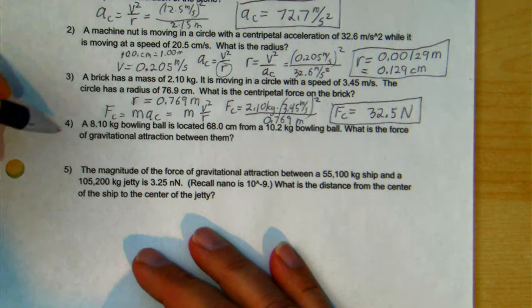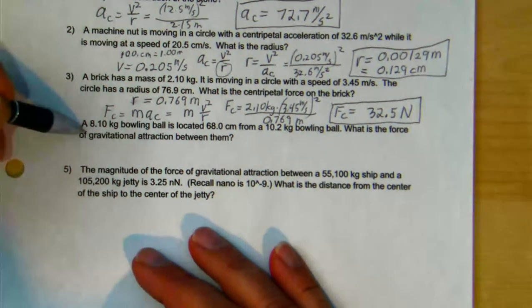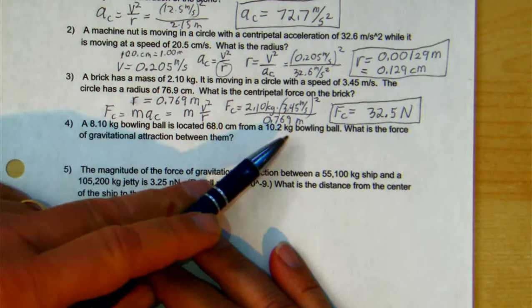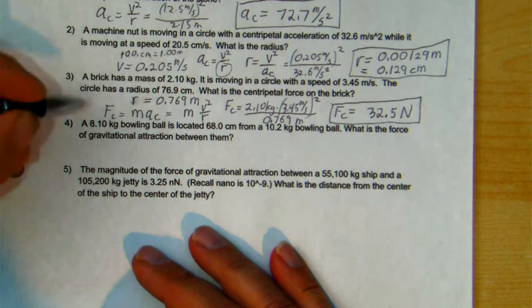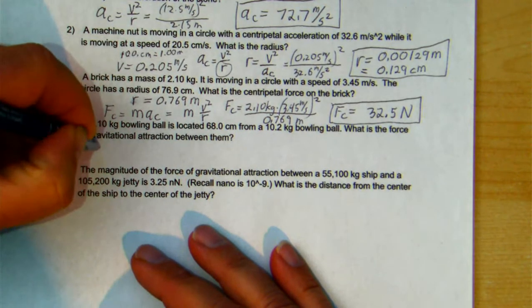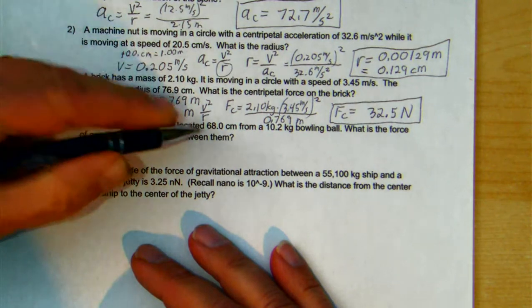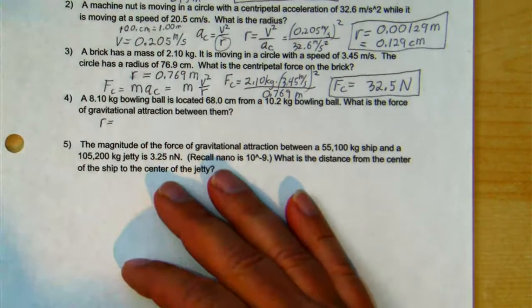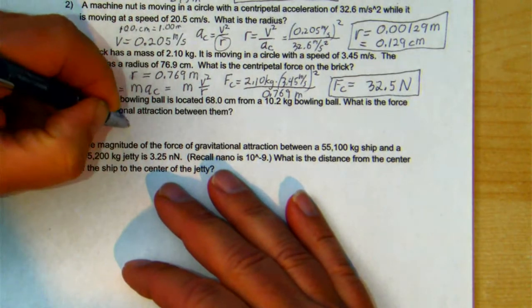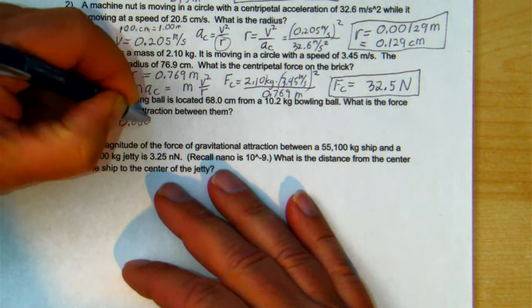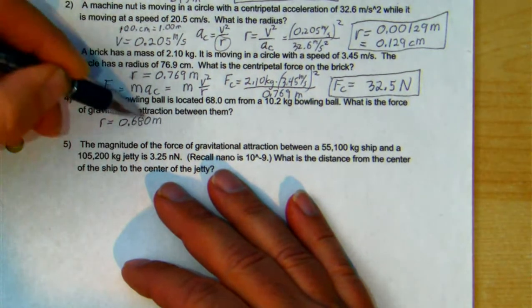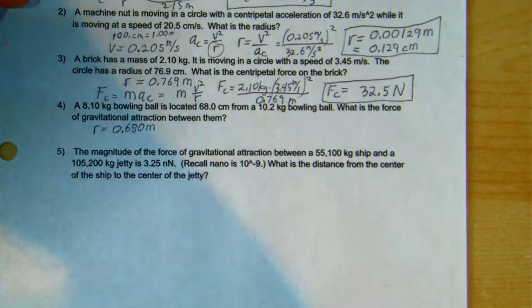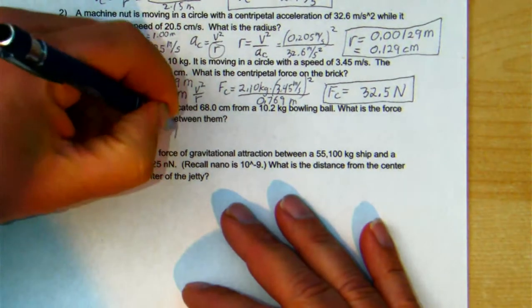Number 4, an 8.10 kilogram bowling ball is located 68.0 centimeters from a 10.2 kilogram bowling ball. What is the force of gravitational attraction between them? Well, if the distance is 68.0 centimeters, and I know that 100 centimeters is 1 meter, then this distance really is 0.680 meters. And yes, that last zero is actually a significant digit. So these are 3 sig figs, 3 sig figs, 3 sig figs. Calculate the answer to 3 sig figs.